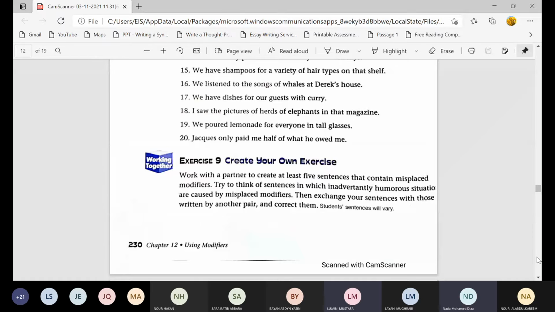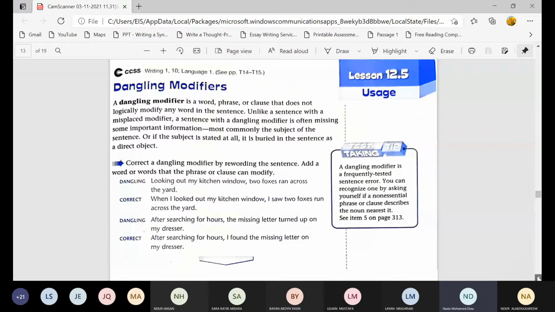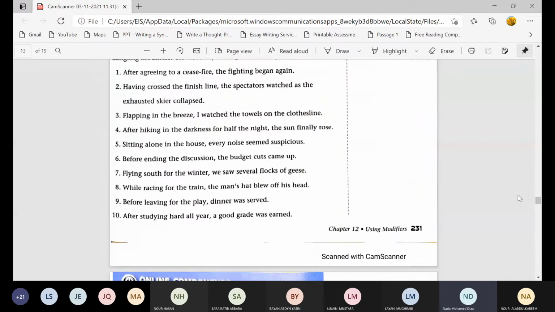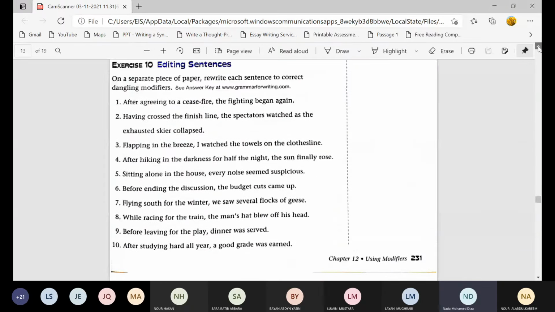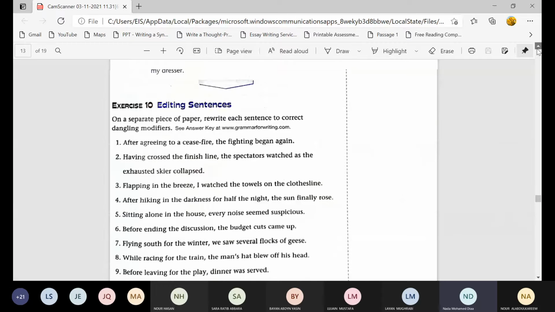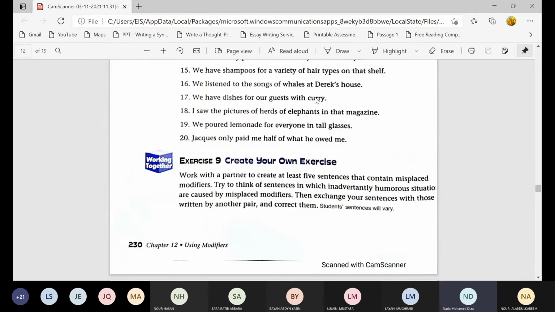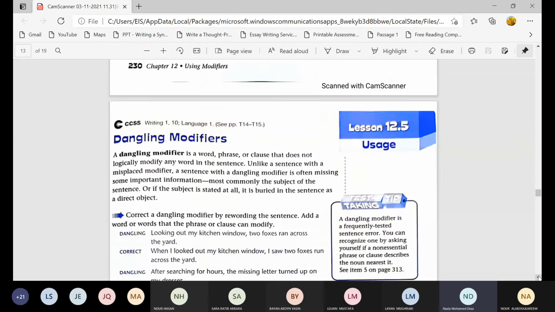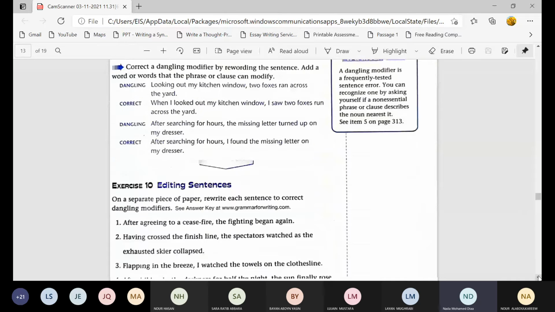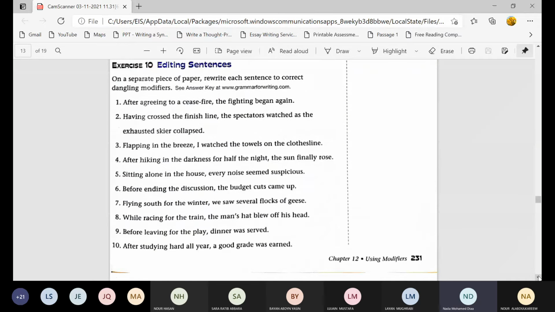Okay. Then we moved now to the dangling modifier, and we said a dangling modifier is when I have a modifier and I don't have the modified word. In a misplaced modifier, it modifies another word, like here, with curry modifies guests instead of modifying dishes. But in dangling modifiers, I have a modifier with no modified word. Okay, so exercise 10 on page 231, Layan Maghrabi.